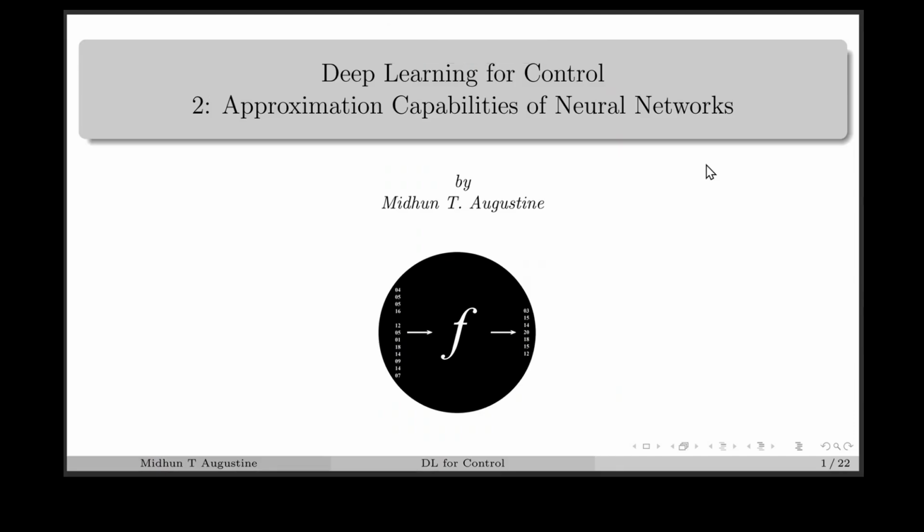Hello everyone, welcome to a new lecture in the series of Deep Learning for Control. In this lecture, we will be discussing approximation capabilities of neural networks, and the theoretical results in this direction are called universal approximation theorems.